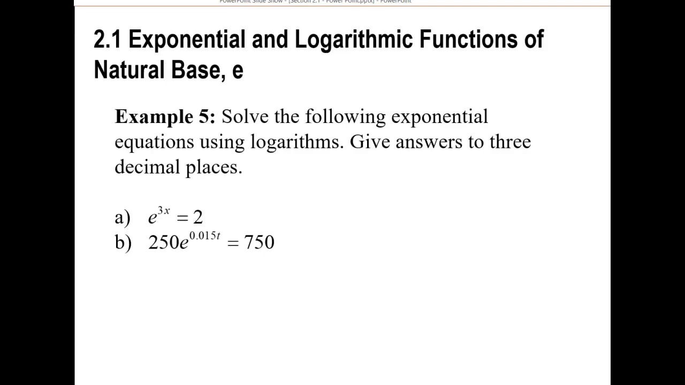All right, here we're going to solve some exponential equations. Solve the following exponential equations using logarithms. Give answers to 3 decimal places. All right, part A, e to the 3x equals 2. Part B, 250 e to the 0.015t equals 750. So these both have a variable within the exponent.